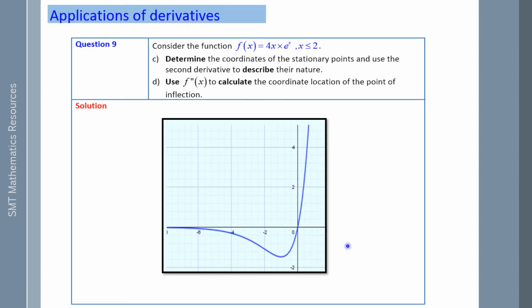I'm going to graph this. Here was that local minimum, which is actually a global minimum, and a point of inflection was here. The graphing there is just an extra bit for you to see how it turns out.